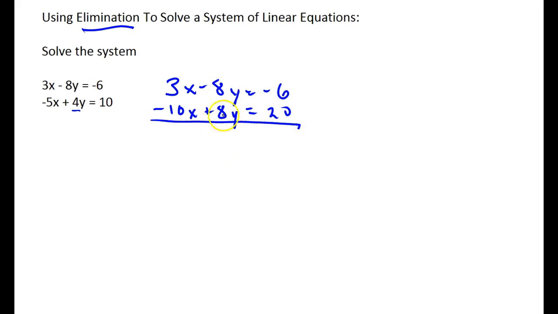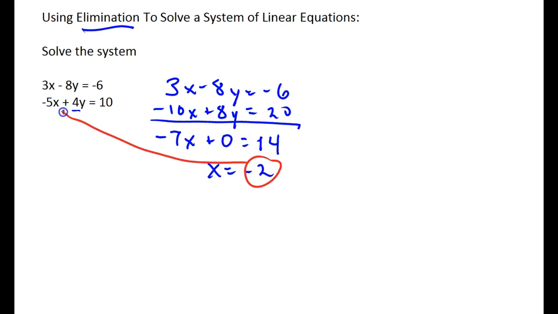Okay, and when I do that, you'll notice that when I add these equations together, the y's are going to drop out. So I get -7x plus 0 equals 14. So x equals -2. Okay, so I know what x is. To figure out what y is, I'm going to take that and I'm going to plug that in for x into either of the equations. I'll just plug it into the second one. Okay, so I've got -5 times -2 plus 4y equals 10.